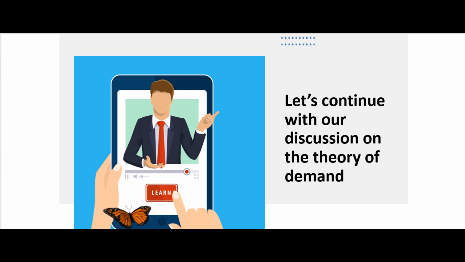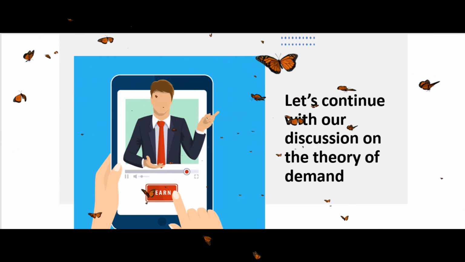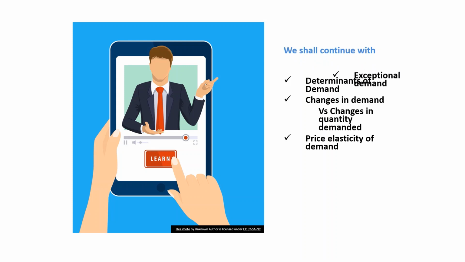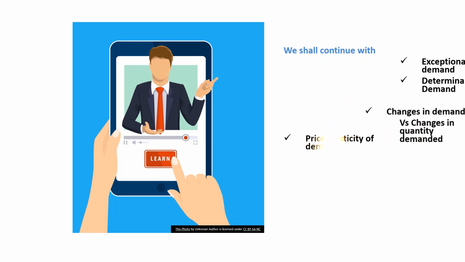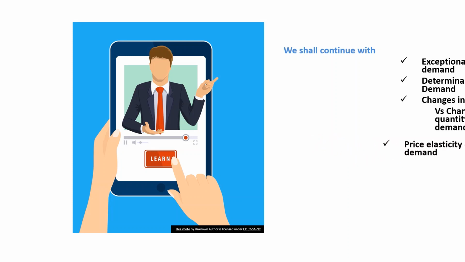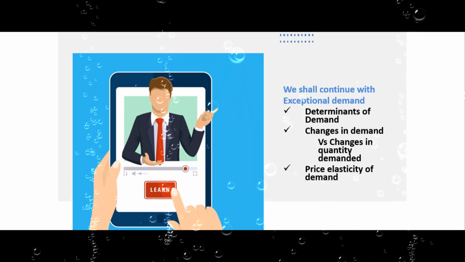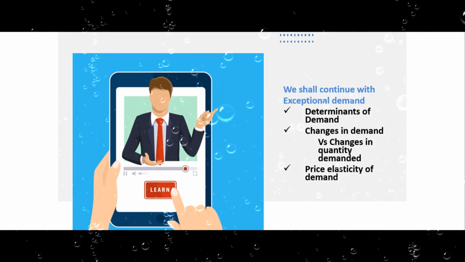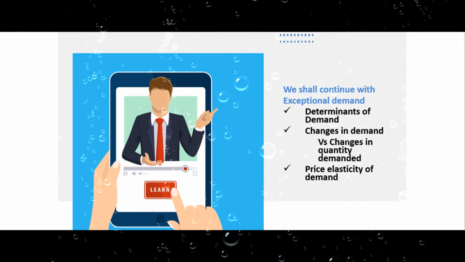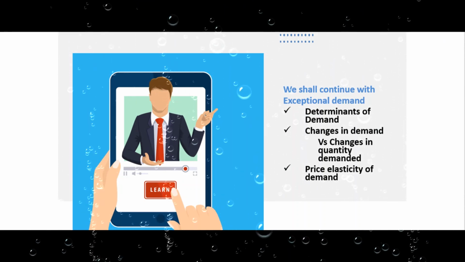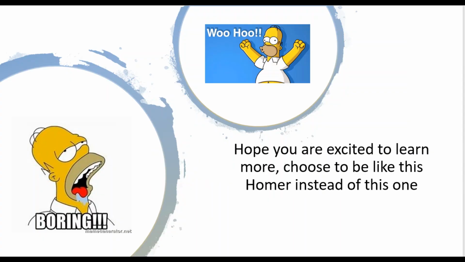So for today, we are going to continue with our discussion on the theory of demand, right? We are going to look at what is meant by an exceptional demand, and then on top of that, we are going to discuss the determinants of demand, and secondly, the differences between changes in demand and changes in quantity demanded, and last but not least, we are going to discuss the price elasticity of demand. So let's get started.